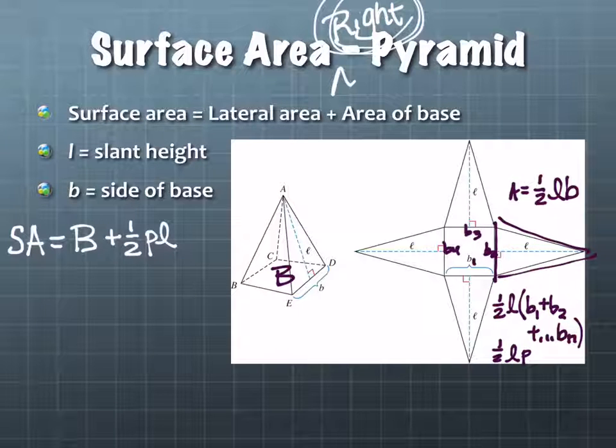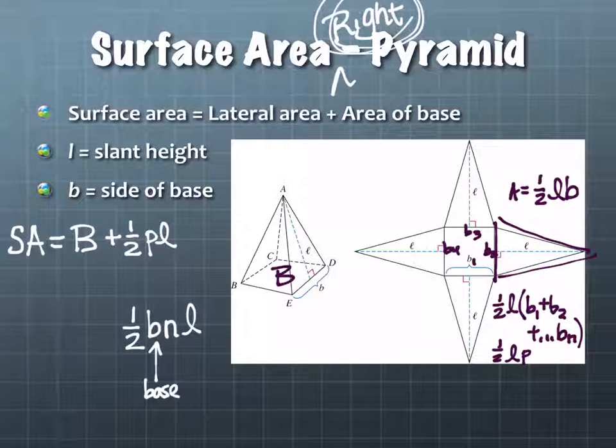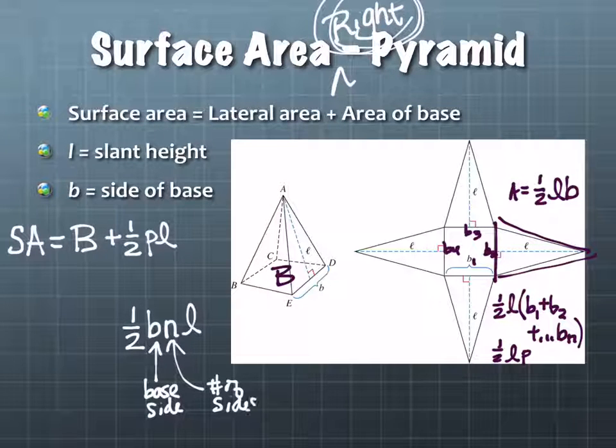If all the bases are the same, you could actually write down that this is 1/2. Instead of writing perimeter, you could write the base times n, which is the number of sides. So this is the side length on the base, and this would be the number of sides. Of course, it only works if the base sides are all the same. That's another version of how to write this portion of it.